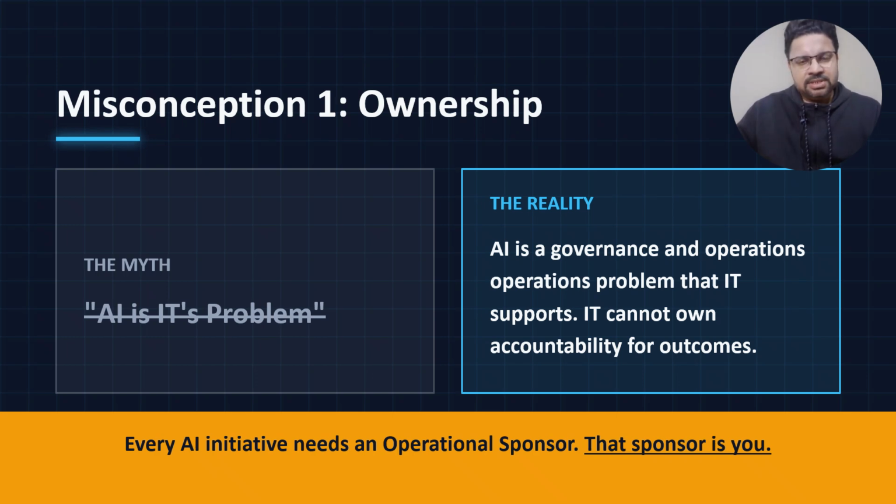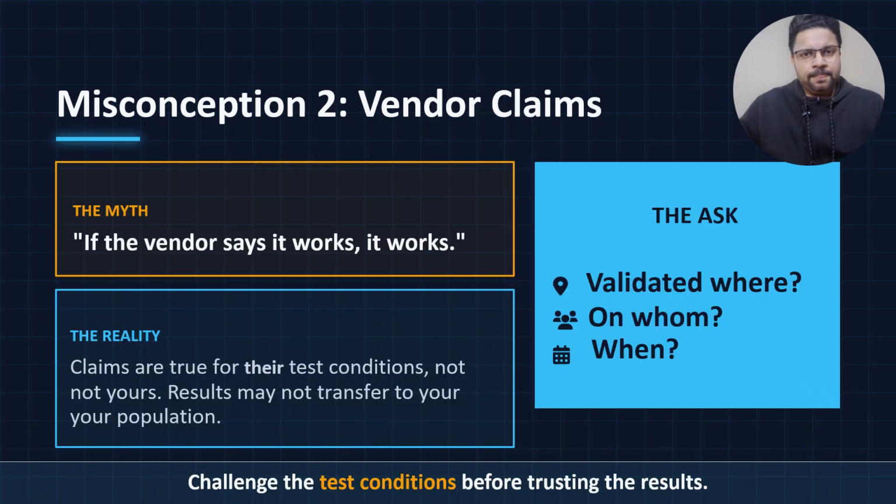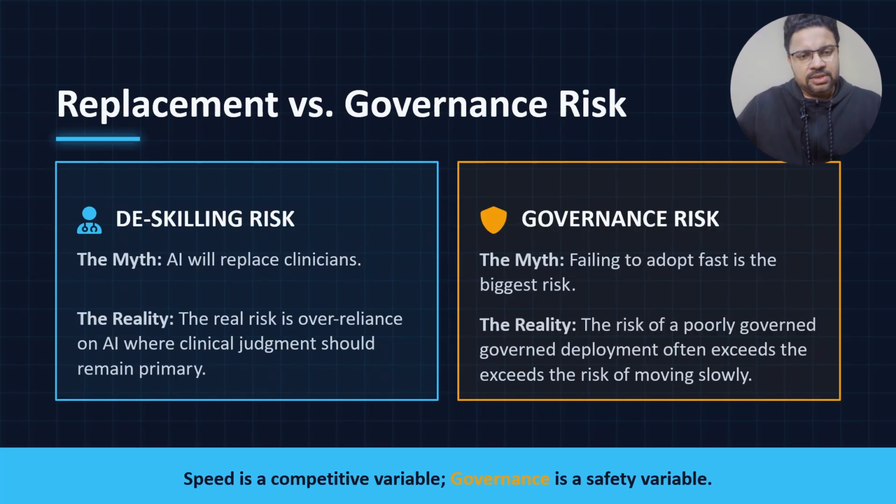Next, we'll address another misconception, which is blindly trusting vendor claims. We often assume that vendor claims are absolute, but that's a dangerous misconception. The reality is that vendor claims are only true for their specific test conditions, not necessarily for your unique environment. You must challenge these claims by asking where, on whom, and when the validation occurred. This critical thinking ensures you are not blindly trusting results that may not transfer to your population. This leads us to other common misconceptions we may need to discuss.